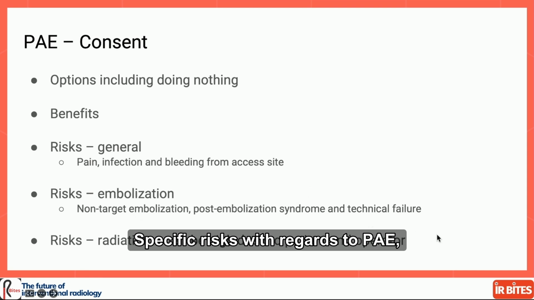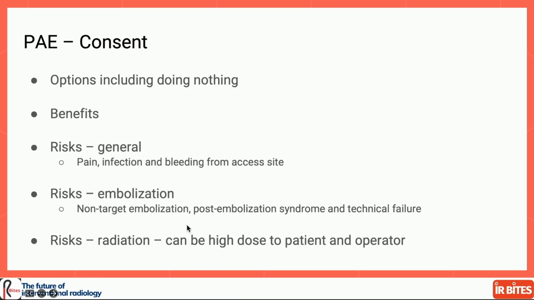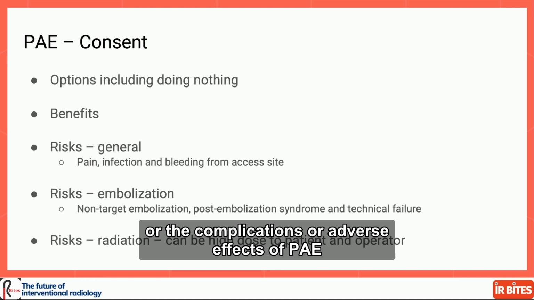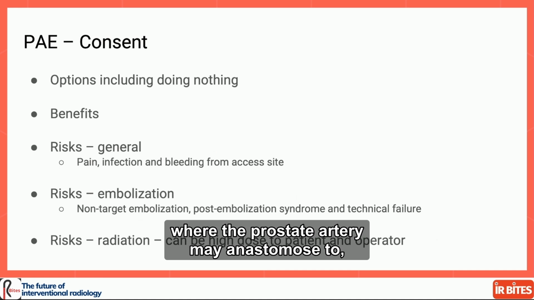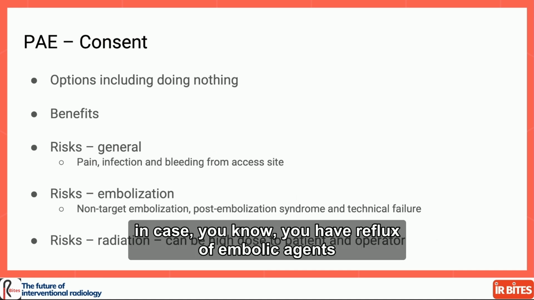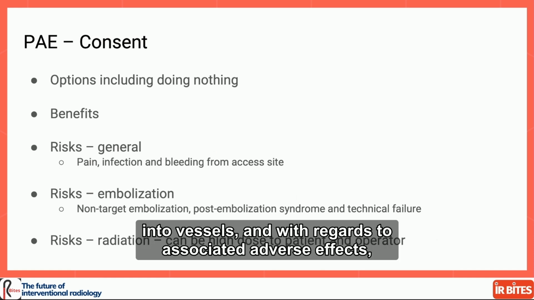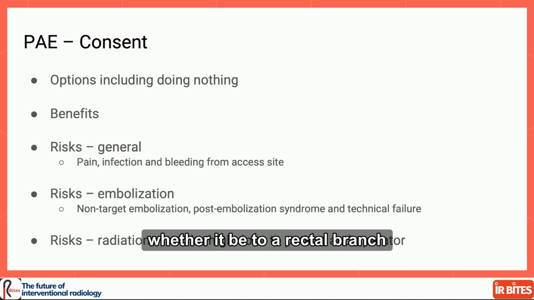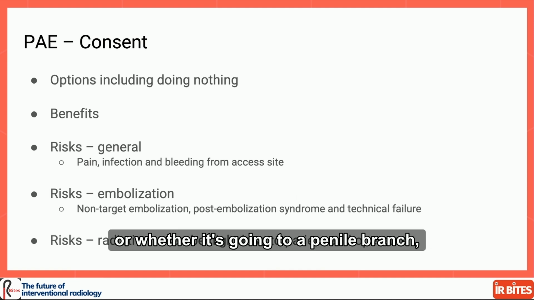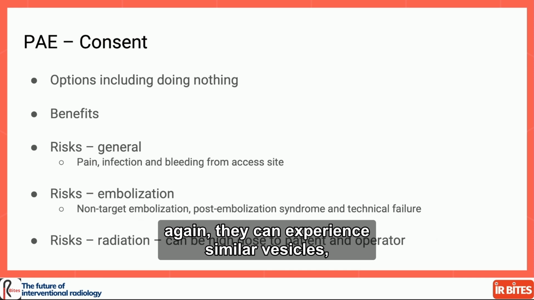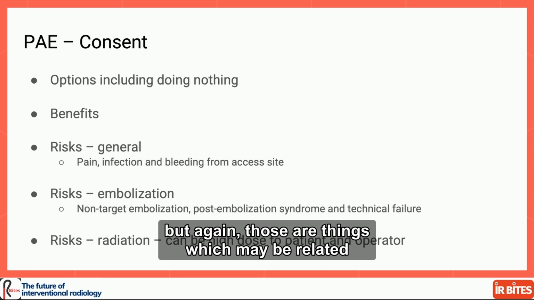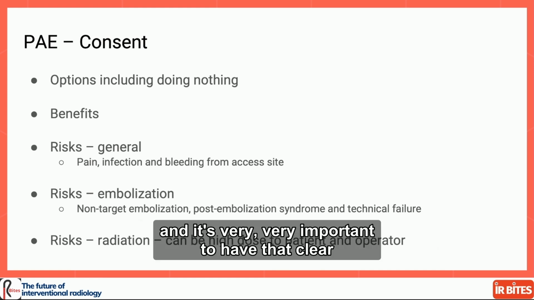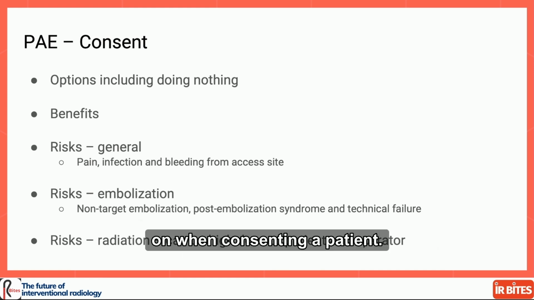Specific risks with regards to PAE: non-target embolization, and that's where some of the symptoms or complications or adverse effects of PAE can take place. You've got to be careful about where the prostate artery may anastomose to, where it's arising from, where it's leading to, in case you have reflux of embolic agents into vessels, and the associated adverse effects, whether it be to a rectal branch or a penile branch. They can experience similar problems with the seminal vesicles. You may have hematospermia, but again, those are things which may be related to non-target embolization, and it's very important to have that clear when consenting a patient.